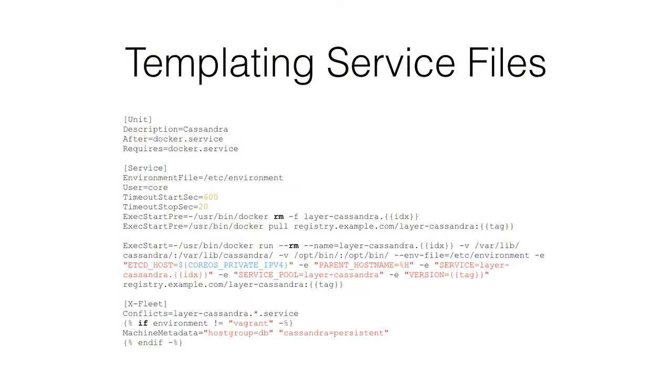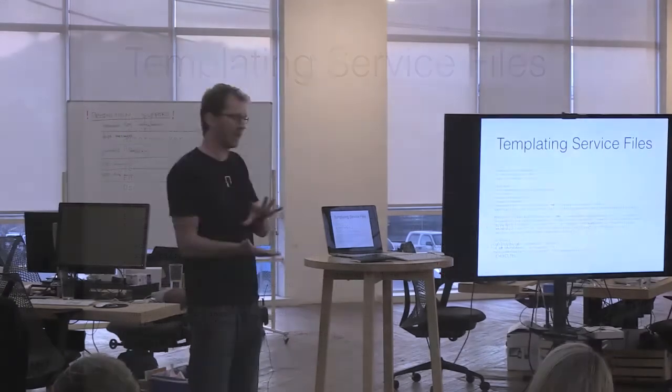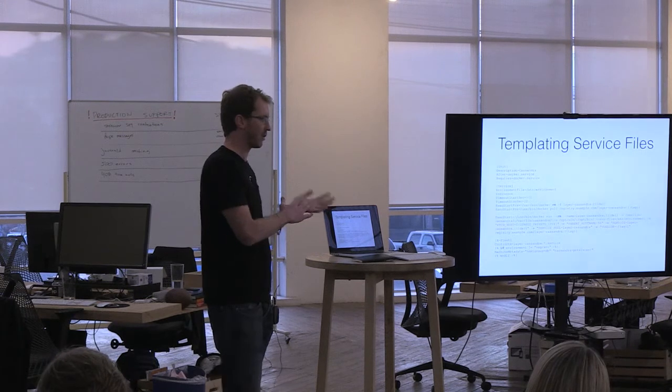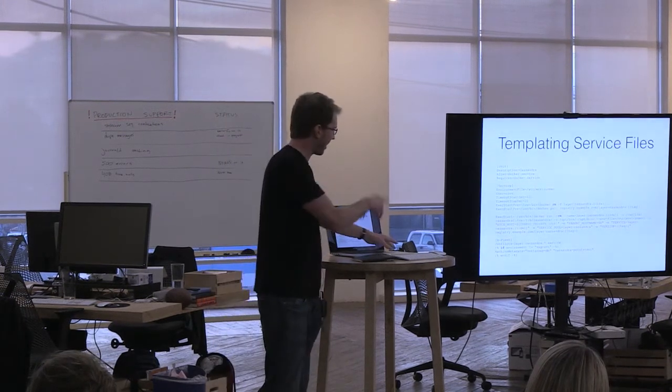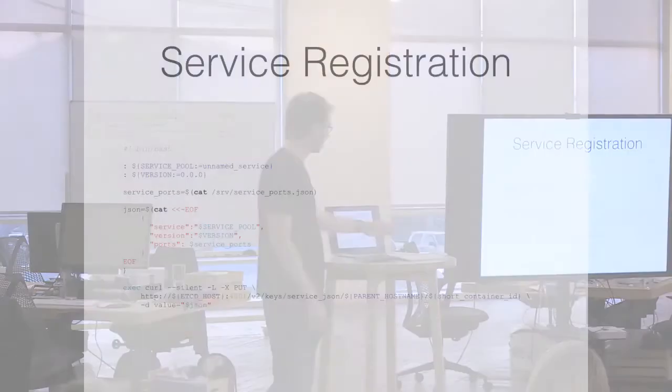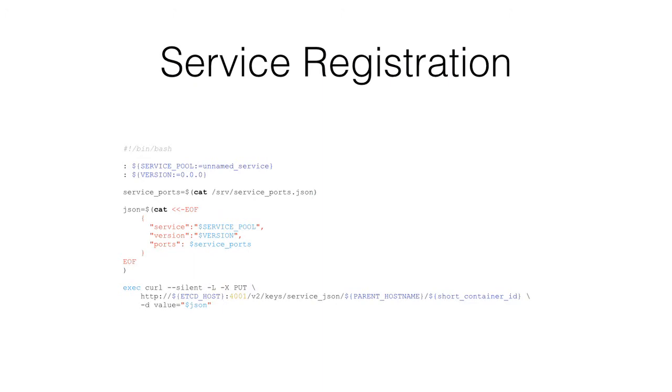You can't see that at all from the back. I'm just going to point out that part of that templating is setting some environment variables, which if we go back to the very beginning at our service registration script, it expects these to be there. So if we look at it again, we see, oh, OK, this is where it got the service pool and the version to put in there.